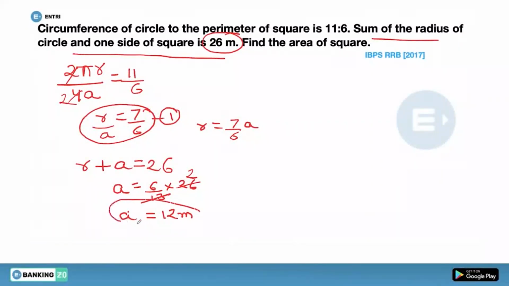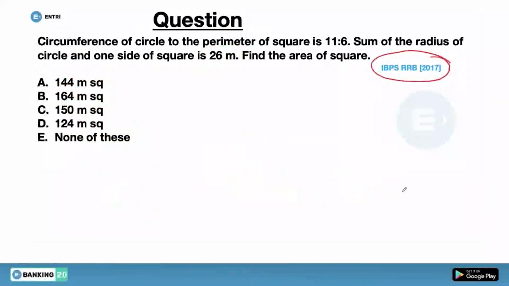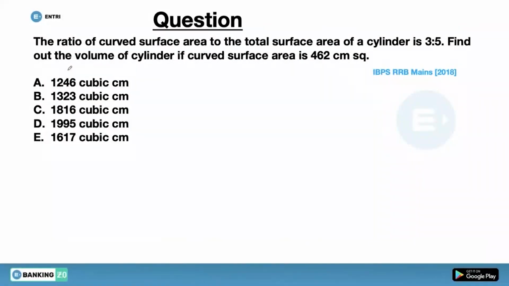Now, what was asked? I was asked to find the area of the square. And what is the area of a square? The area of a square is side into side, and its side was a. So, putting the value of a, 12 cross 12, that means its value is 144 meter square. So that's our answer. The correct option is option number A, 144 square meter. Fine. Let's move on to the next question.